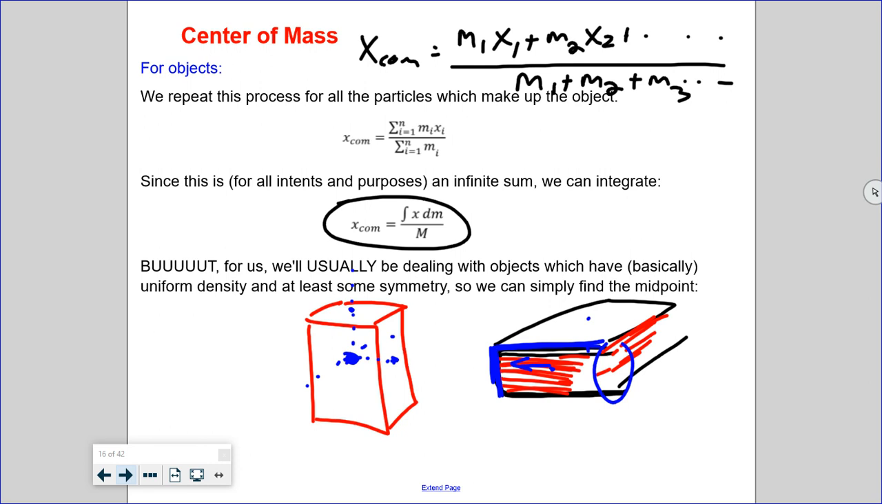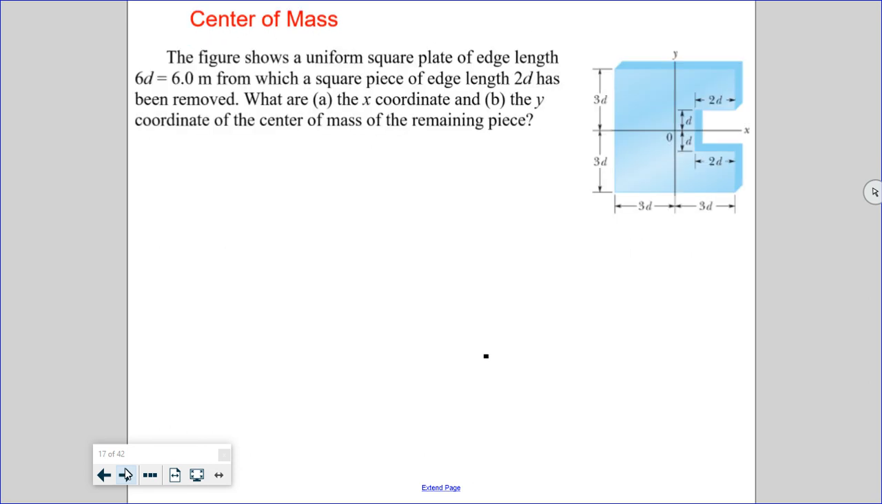If you didn't follow that example, I apologize. We'll get better examples here in a minute, all right? So imagine a thing like this. So we've got this shape here, all right? It's a metal plate. It's uniform, i.e. uniform density. And we're going to try to find the center of mass of this thing, okay?